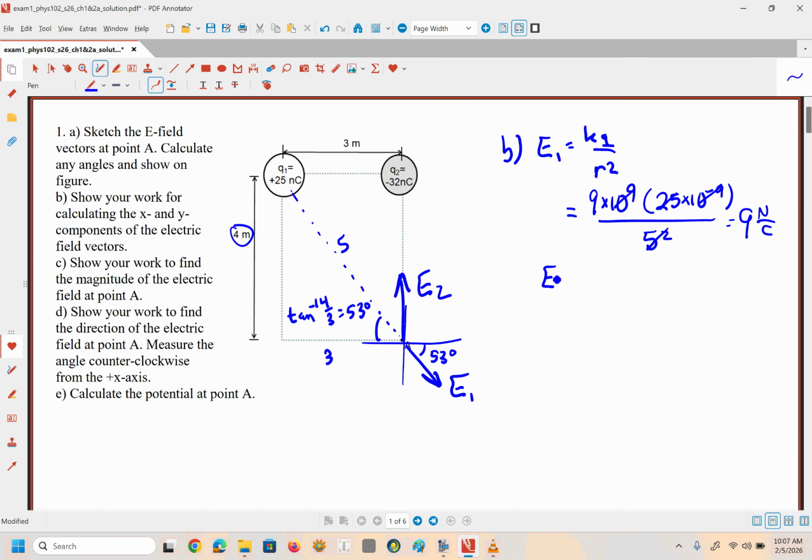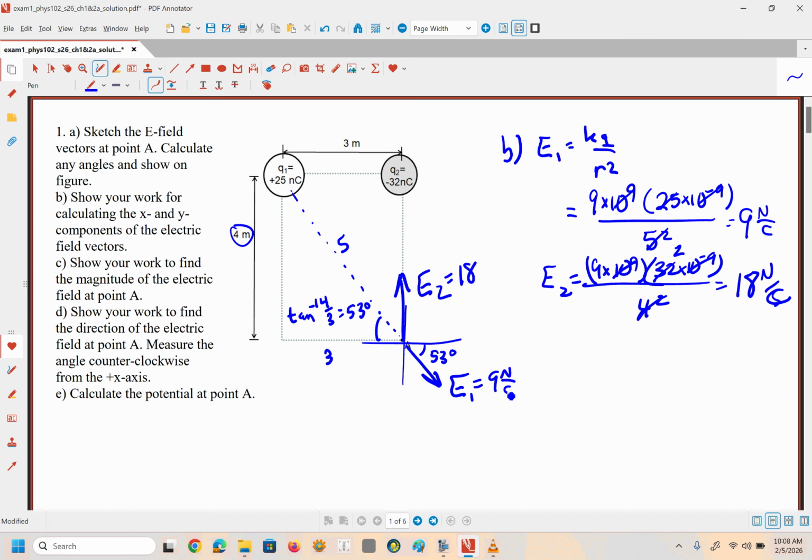And then in a similar way, I can find E2. E2 is 9 times 10 to the 9th times Q2, which is 32 times 10 to the minus 9. Remember, don't use that negative sign there. Divided by 4 squared. 4 squared is 16. 16 goes into 32 twice. Those cancel, and that gives me 18 newtons per coulomb. So I know that this one is equal to 18, and this one is equal to 9 newtons per coulomb.